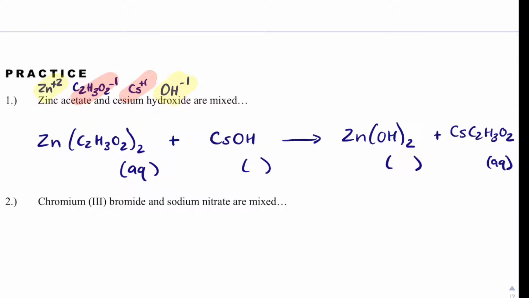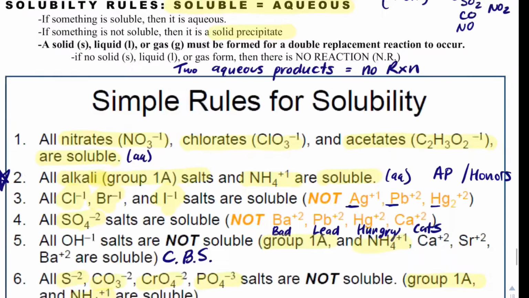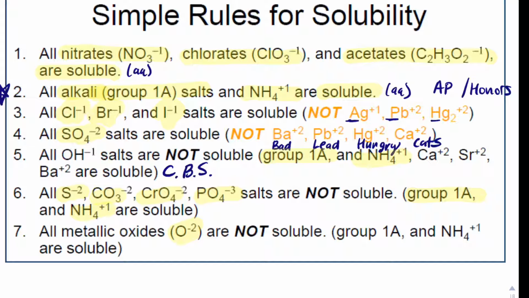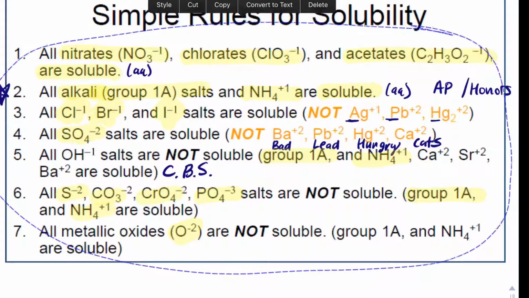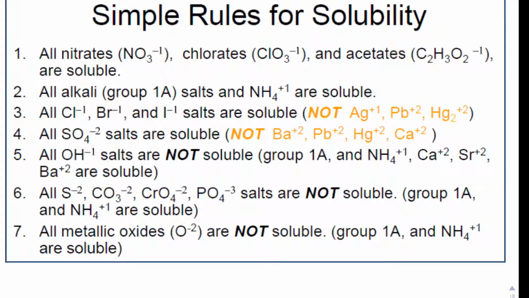And I've got cesium and hydroxide here, so I'm going to look at the rules for hydroxide just to save me a little bit of time, because I've got hydroxides in these last 2. So that would be this rule number 5. Hydroxides are not soluble. They are just not soluble, and so that helps me out. However, if I have group 1A, or if I have ammonium and then one of these CBSs, then it actually will be soluble.